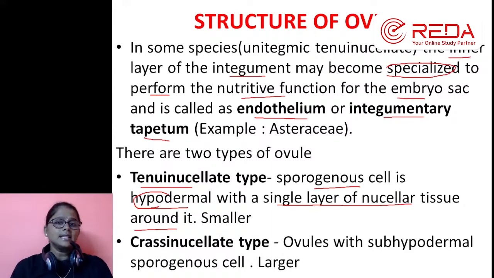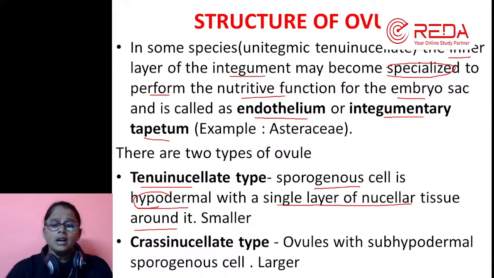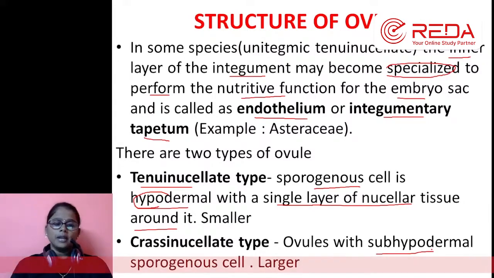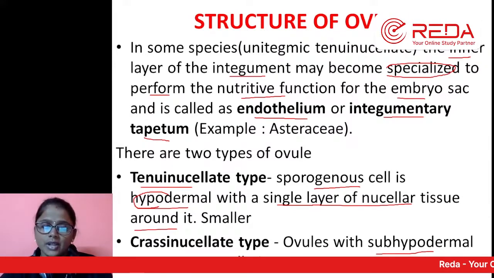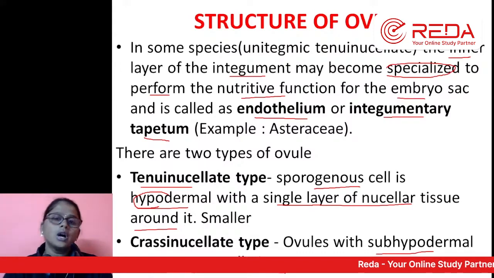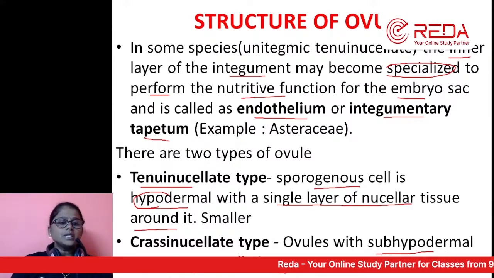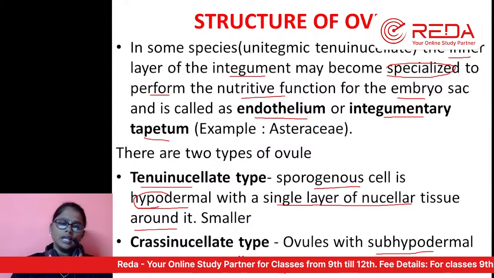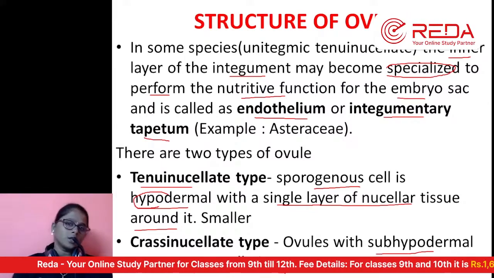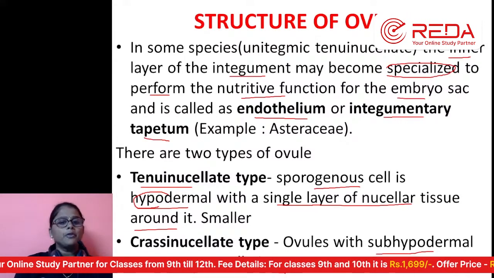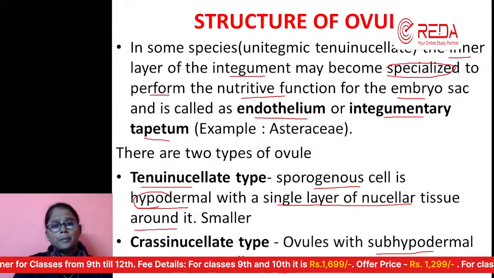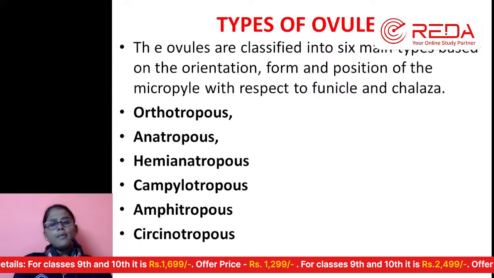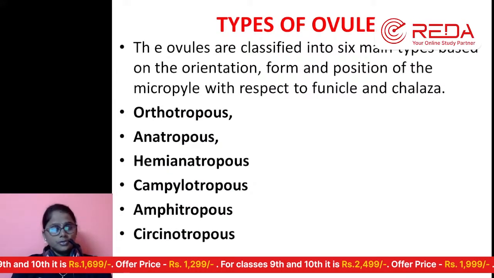Whereas if you take a crassinucellate type of ovule, here the sporogenous cells are subhypodermal, that is, present below the hypodermal region. These types of ovules are larger in size. This is going to determine the position of the seed in a fruit, whether it is at the distal end or the proximal end. So the type of ovule determines the position of the seed in a fruit. There are six important types of ovules which we have to know.